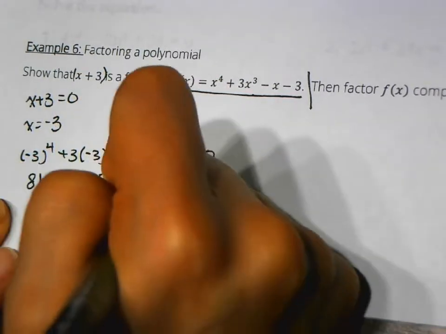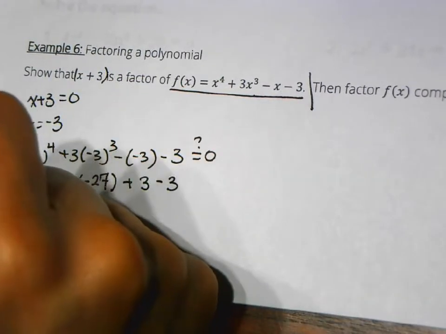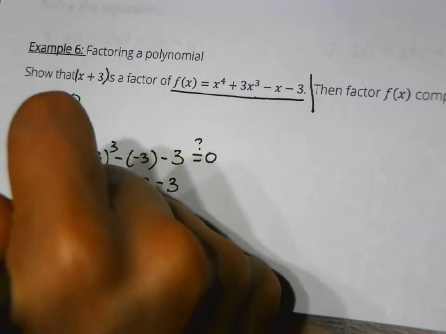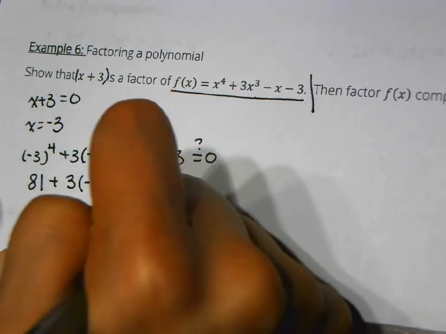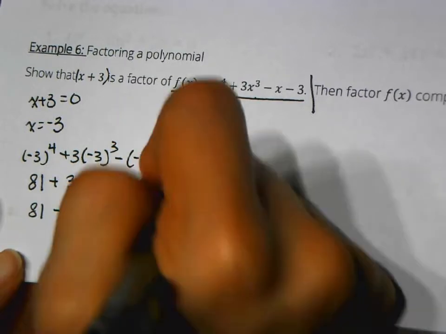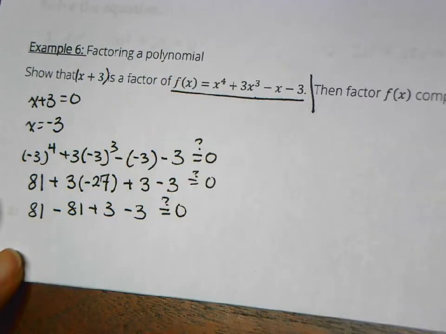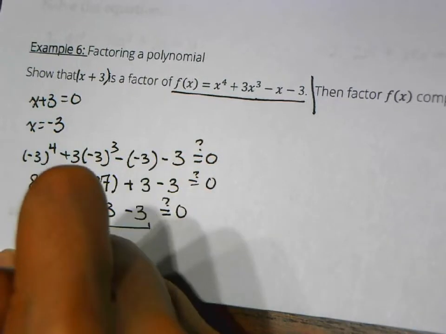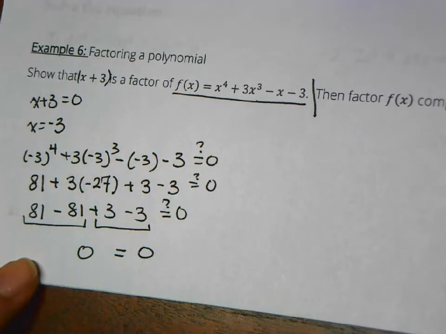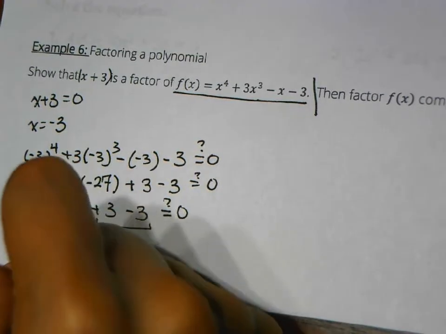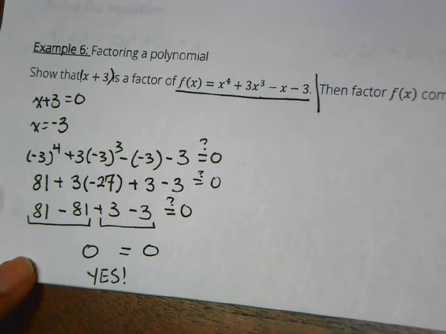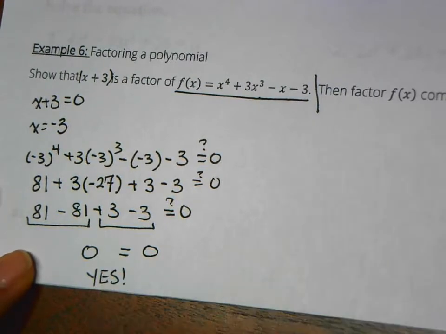Plus 3 minus 3. So this is going to be 81 minus 81 plus 3 minus 3. Is that equal to 0? Well, I know that this cancels out and this cancels out. So this is going to give me 0 equals 0. So yes, this is a factor. And because it is a factor, I can now factor it completely.